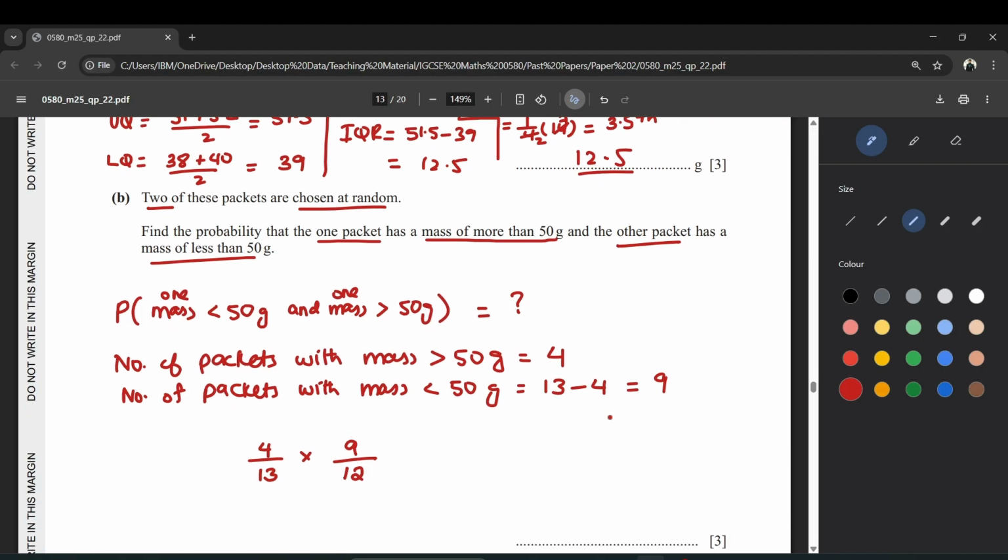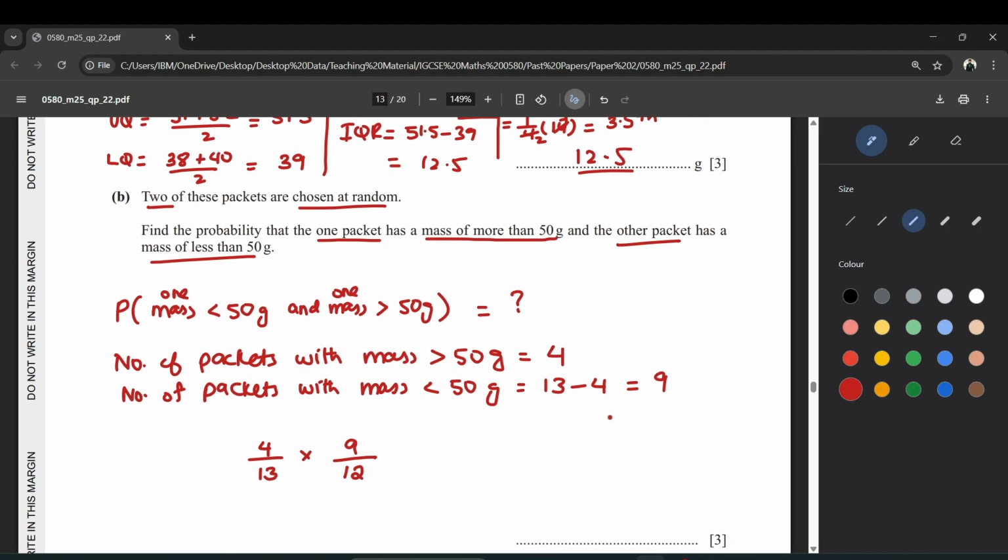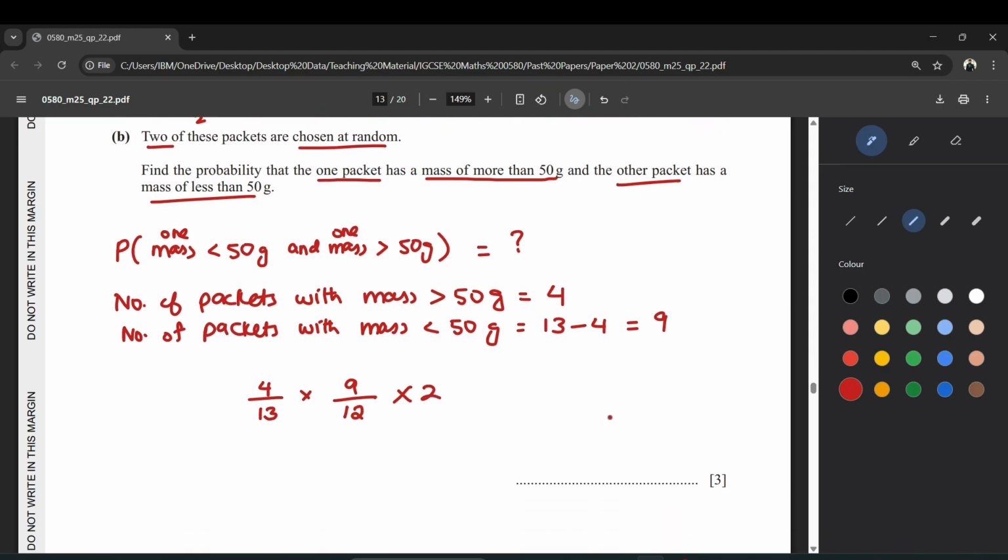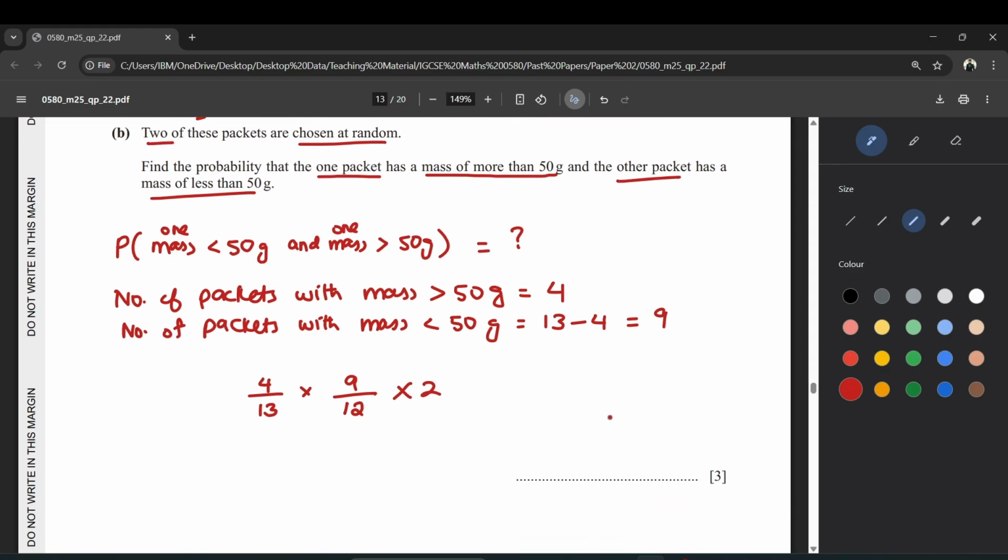Out of 12, the probability is going to be 9, right? 9 out of 12. But there's also one more thing. You don't know whether the first packet you pick is greater than 50 or less than 50. So there could be two possible outcomes. The first is that the first packet you picked was greater than 50, but the second one was less than 50. The other outcome could be that the first one is less than 50 grams and the second packet is greater than 50. So I'm going to multiply this with 2, because there are two possible ways that the selection could be done.